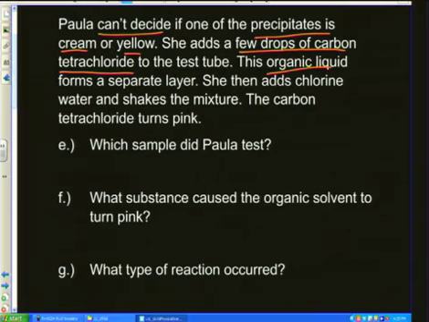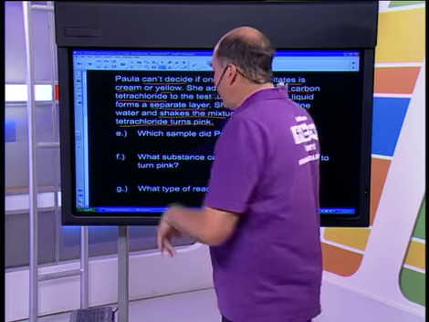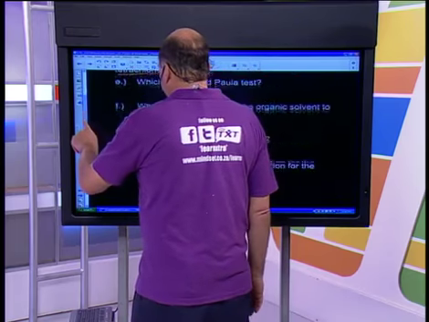So this organic liquid forms a separate layer with the water. She then adds chlorine water and shakes the mixture. So the carbon tetrachloride turns pink. Now, I want to show you what's going to happen in this scenario. And it's really interesting, and it's a really nice thing to see if we can get this done.